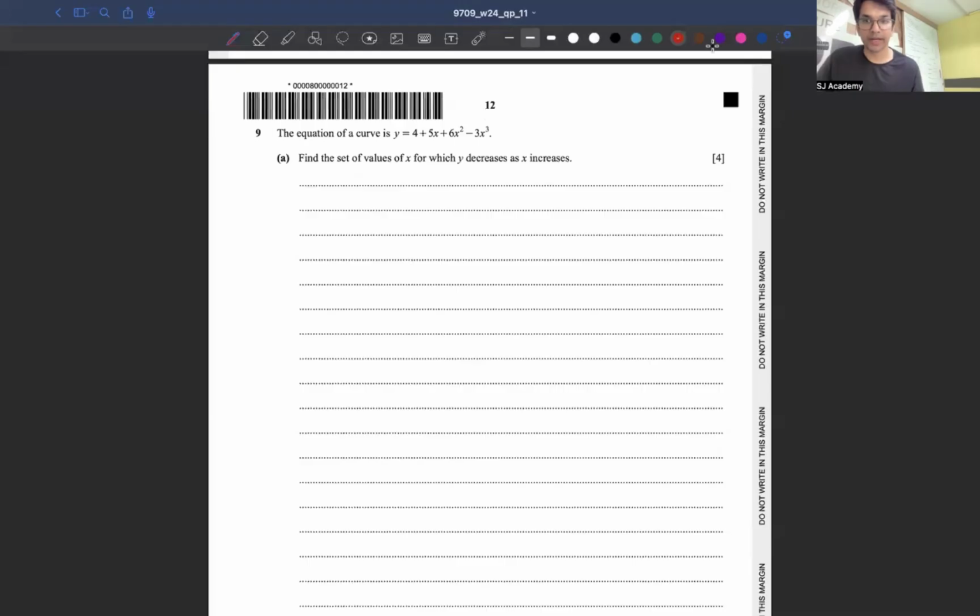In question number 9, it says that the equation of a curve is y equals 4 plus 5x plus 6x squared minus 3x cubed. We have to find the set of values of x for which y decreases as x increases. What we have to understand is that, let's say we make a curve like this up till this point. As the graph is decreasing, as the value of x is increasing, we can see that the value of y is decreasing.